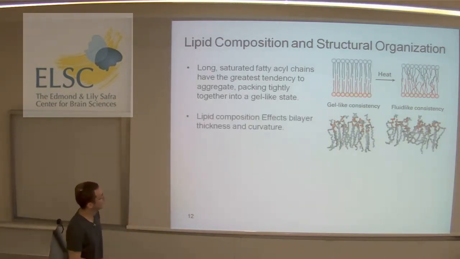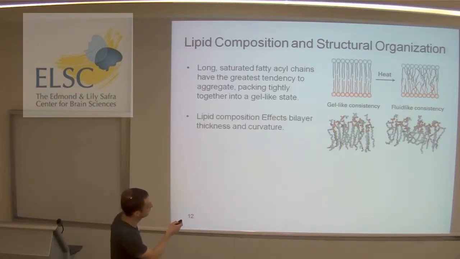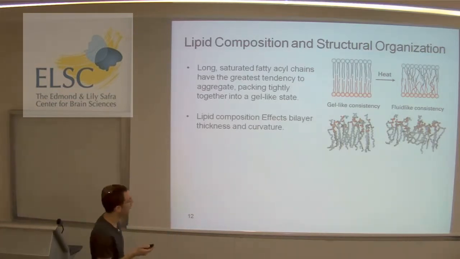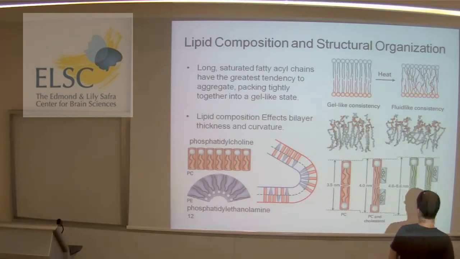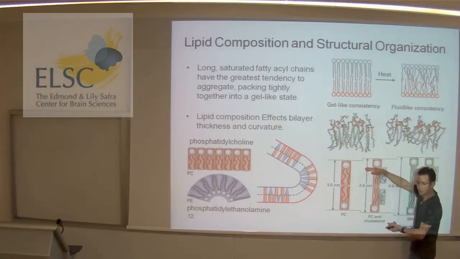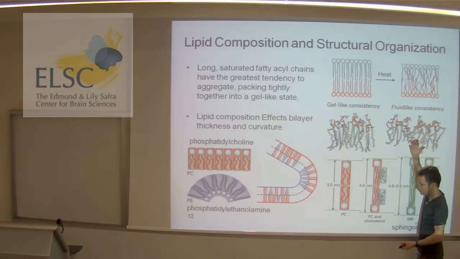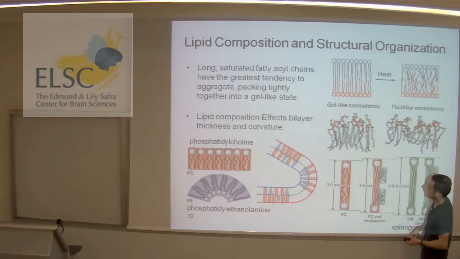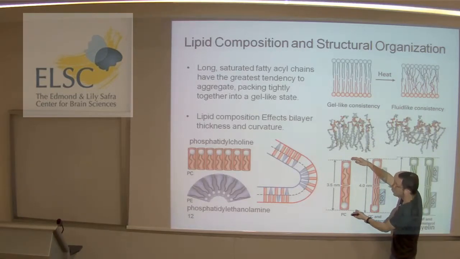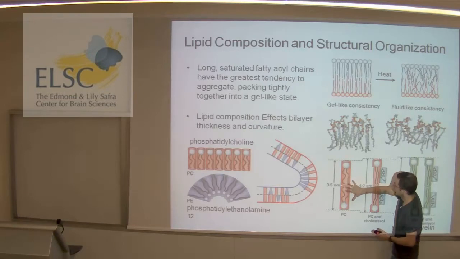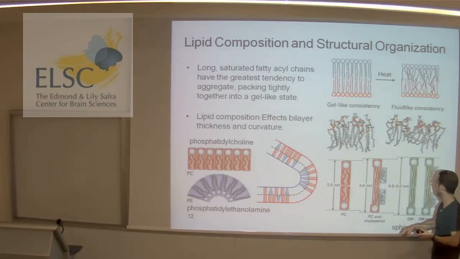Okay, the lipid composition not only affects the gel-like or fluid-like consistencies of the membrane, but also determines the bilayer thickness. So this is maybe more intuitive. This is the side view of the membrane. I've just sliced the membrane from the outside of the cell towards the inside, and we look at it. We are now inside the lipid bilayer and looking towards the side. So the shorter the fatty acyl tails, the thinner the membrane itself will be, and the longer the fatty acyl tails, the thicker the membrane will be in this region.